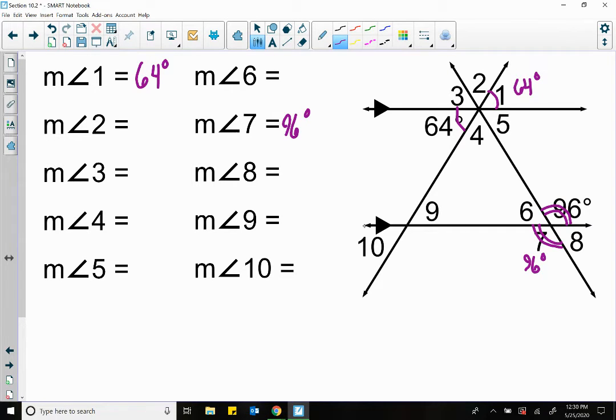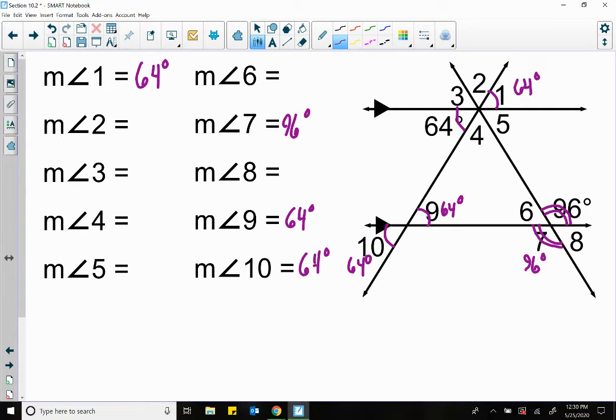Since these are parallel lines, I know that 64 degrees and angle 10 are also the same because they are corresponding: lower left-hand corner, lower left-hand corner. So angle 10 is 64 degrees. And angles 10 and 9 are vertical to each other, so we also now know that angle 9 is 64 degrees.